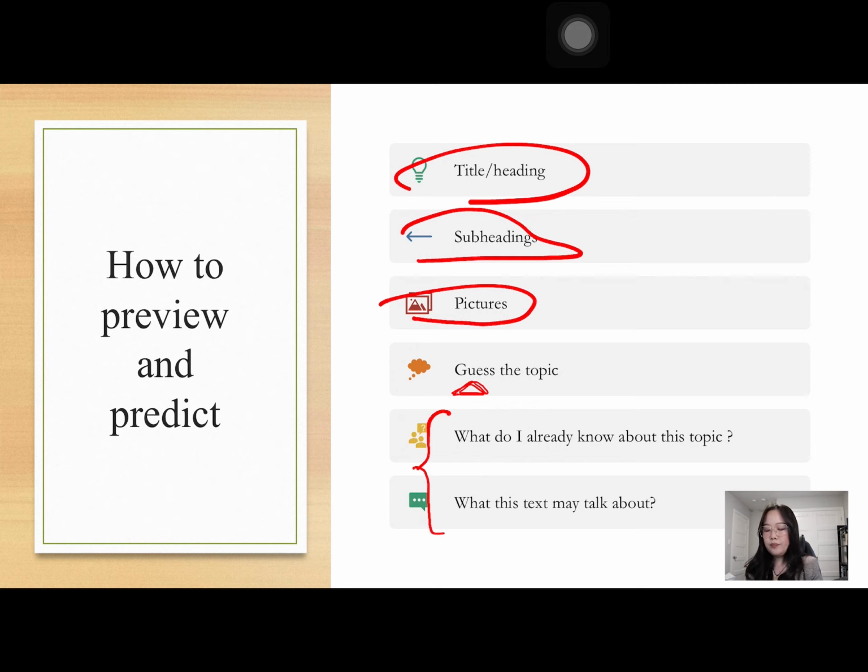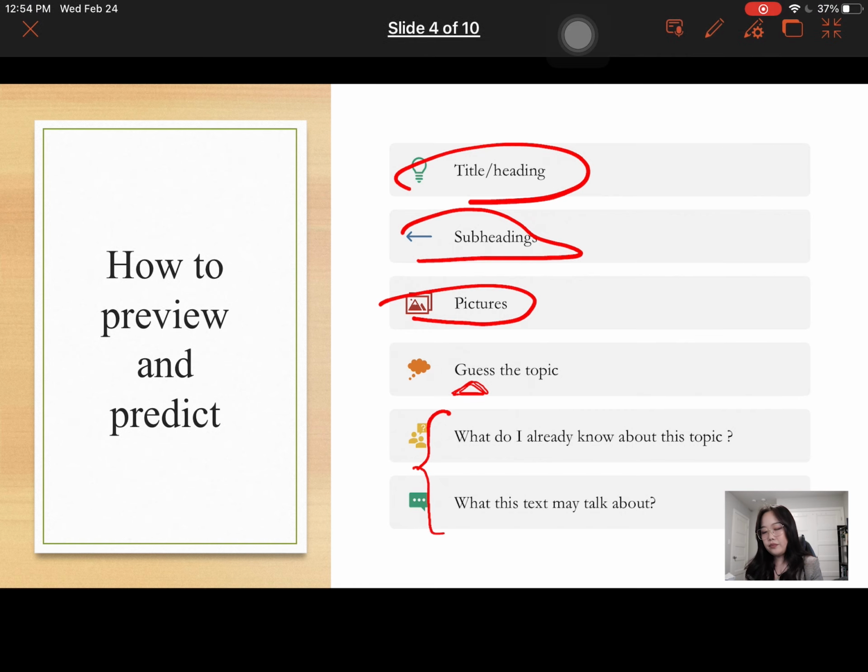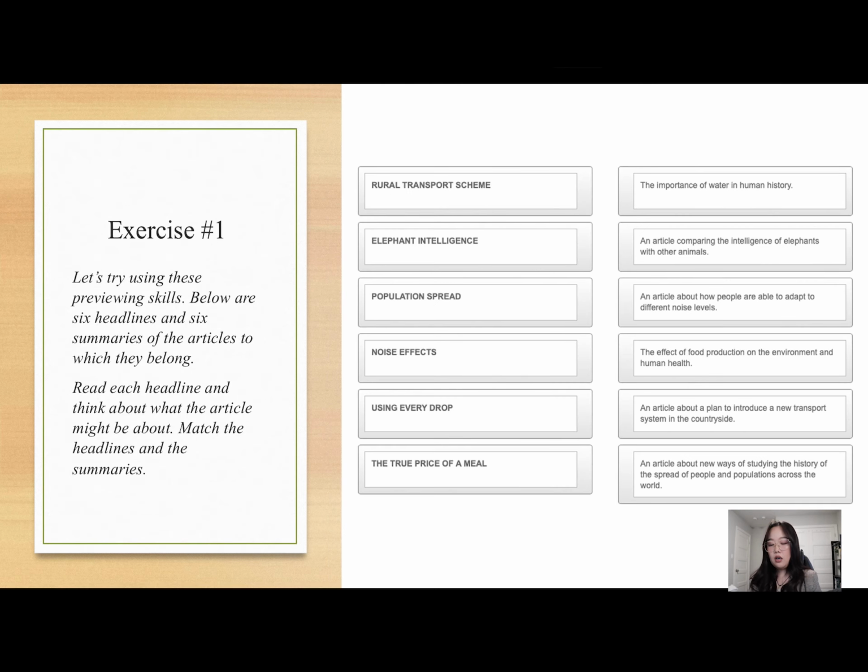Okay, for demonstration, let's look at an exercise. Let's look at exercise 1. Let's try using these previewing skills. Below are 6 headings and 6 summaries of the articles to which they belong. Read each headline and think about what the article might be about. Match the headlines with the summaries.